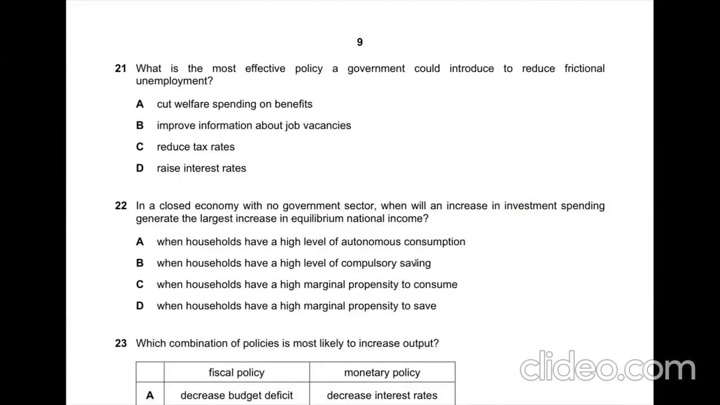Question 21. What is the most effective policy a government could introduce to reduce frictional unemployment? Frictional unemployment occurs when you are trying to switch jobs to find the best-fitting job position you want, so you are temporarily unemployed. To decrease this type of unemployment, you have to make them find a job quicker. So I guess that's why B is the best answer.